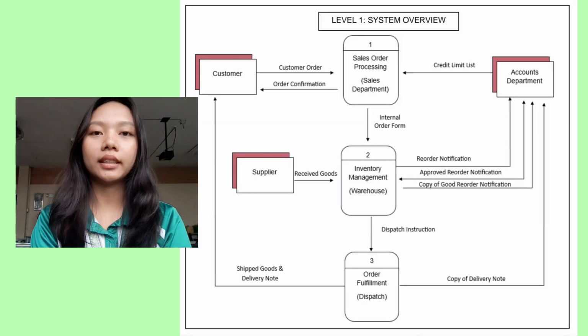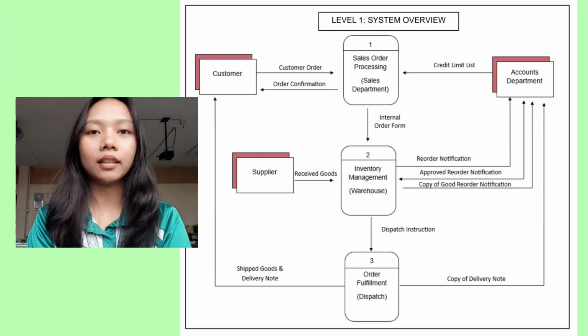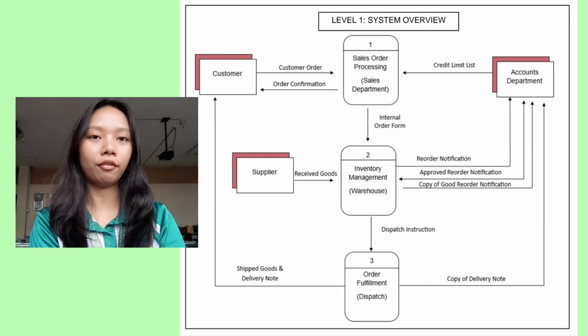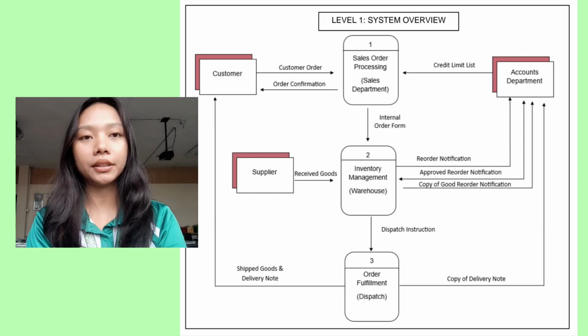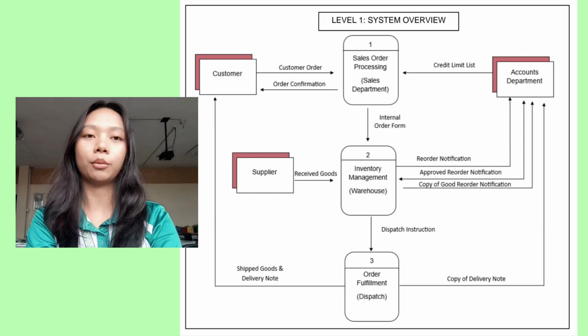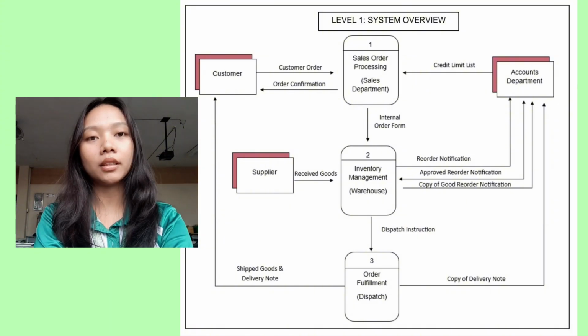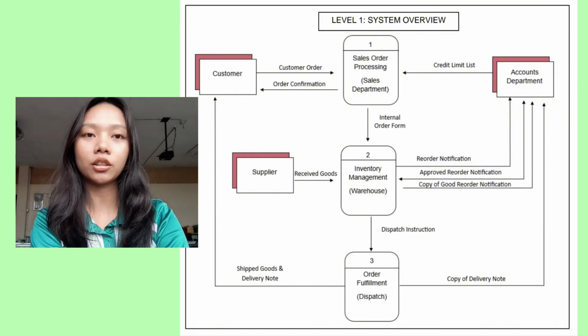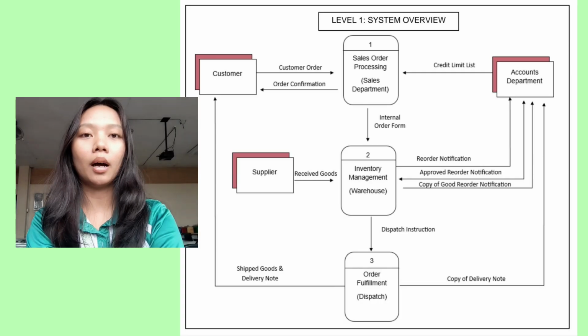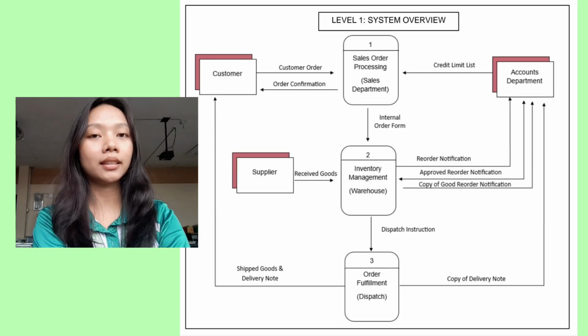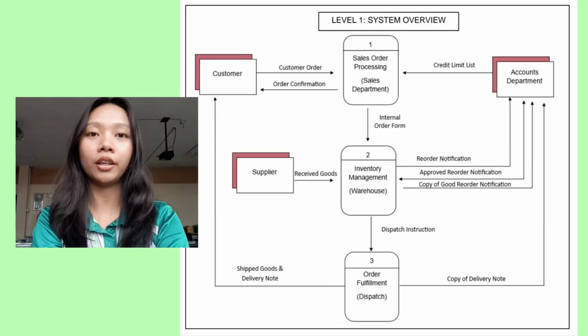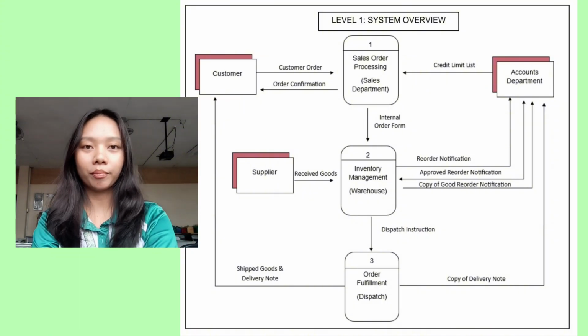I will begin with the sales department, represented as process 1 in the level 1 DFD. This department receives customer orders from the customer. Once an order comes in, sales records it into the customer orders data store. This data store contains key details such as customer information, product ordered, quantity, and date of order.